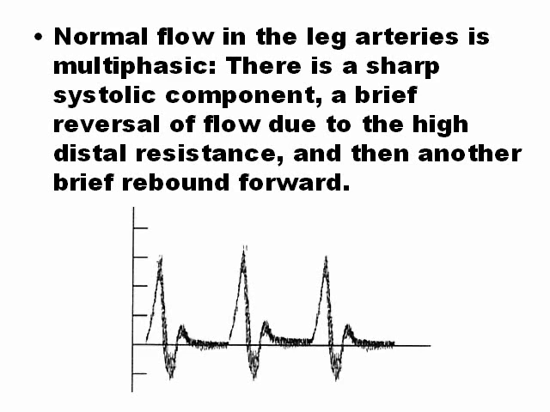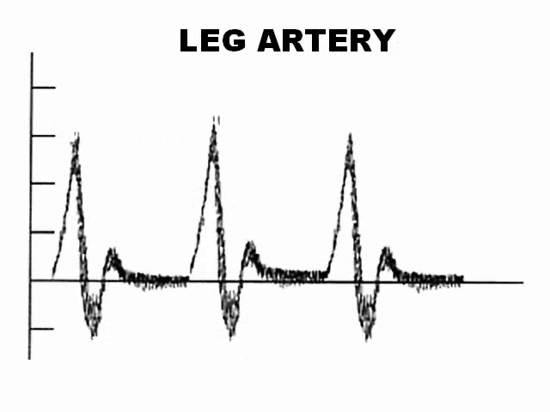For example, the femoral artery and popliteal artery in normal people without stenosis look like this. Triphasic: positive, negative, and positive. This is an example of a leg artery. Triphasic.